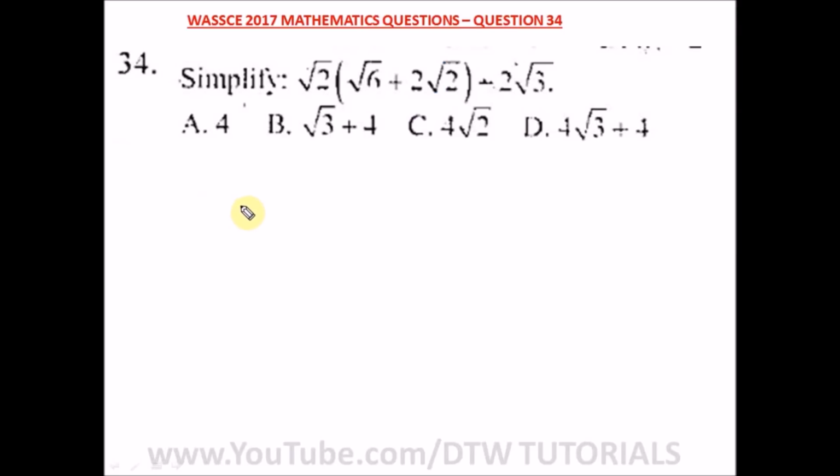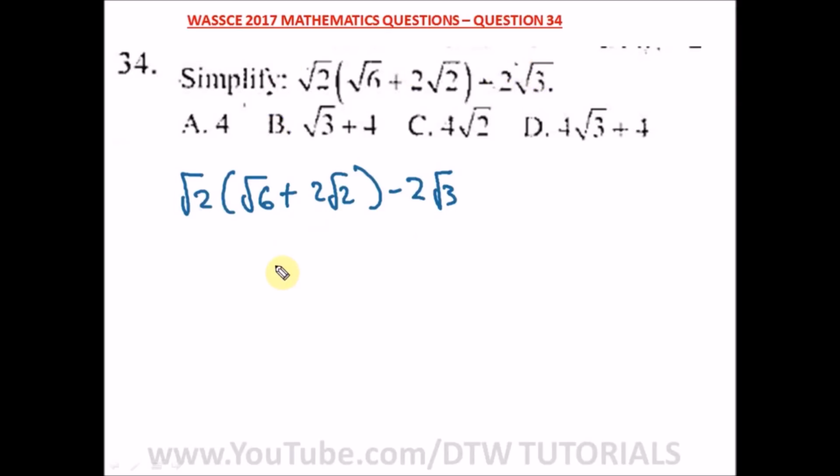Question 34 of WASSCE 2017 mathematics past question. It says simplify this. So we have root 2 bracket root 6 plus 2 root 2 bracket minus 2 root 3. Pardon me, this question isn't too clear, my past question paper was quite faded, but I hope you can see it a bit clearly. So let's do what they said, we should simplify this.